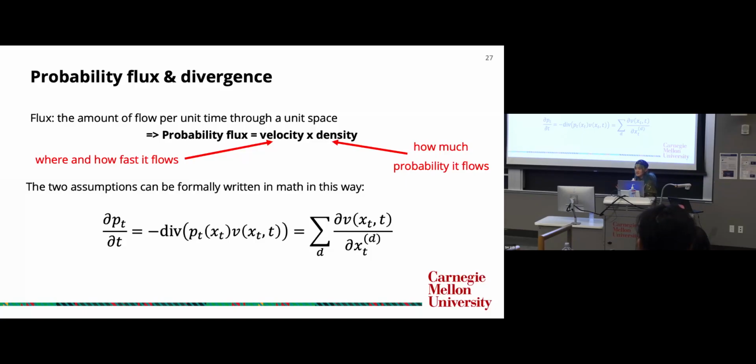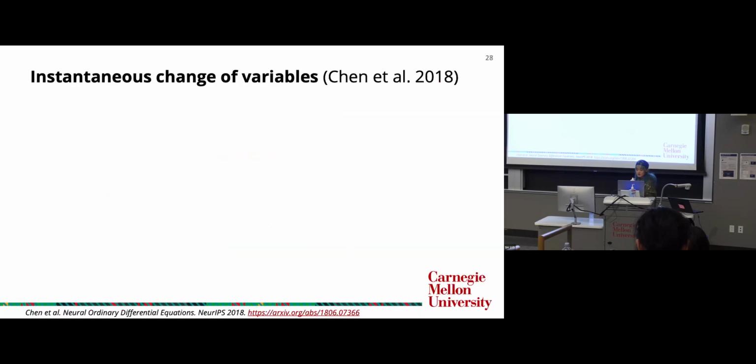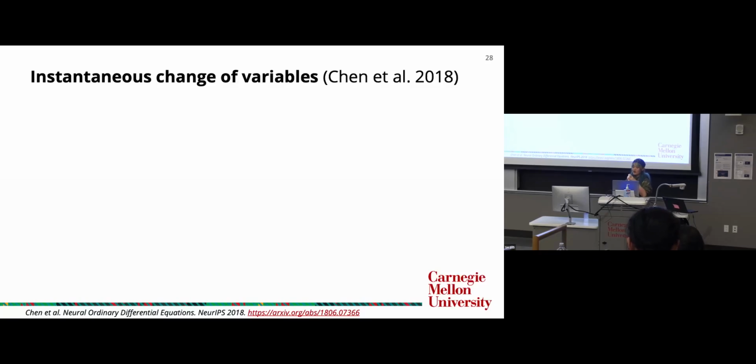All right, any more questions? Cool. All right. So this is divergence: how much probability flows out from a given point per unit time in every direction? Okay? Cool. A good thing about this is that we can actually transform this PDE into an ODE.